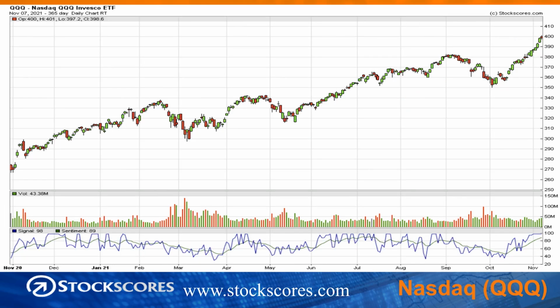Looking at the NASDAQ 100, this is getting a little overextended short term. This is a daily chart, and you can see that if we draw a line across the tops, we're kind of at that. So it wouldn't surprise me at all if we see a little pullback there in the short term.